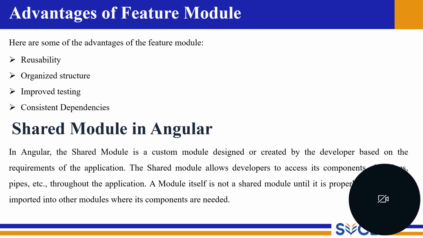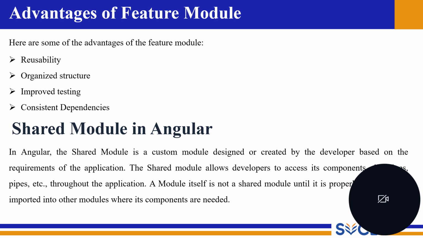Then the advantages of feature modules. The first one is reusability. Feature modules can be reused across different applications or in different parts of the same application. The second one is organized structure. By partitioning the application into different parts based on roles and functionality, you can create a well-organized application structure. And then improved testing. Testing becomes more straightforward by using feature modules. The last one is consistent dependency. Each module can manage its own dependencies.